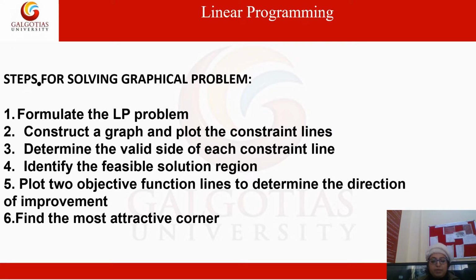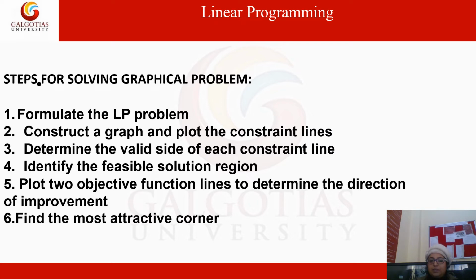The next step is to construct the graph and to plot the constraint lines. Constraint lines represent the limitations on the available resources. Usually, the constraint lines are drawn by connecting the horizontal and vertical intercepts, which are found from each constraint equation.